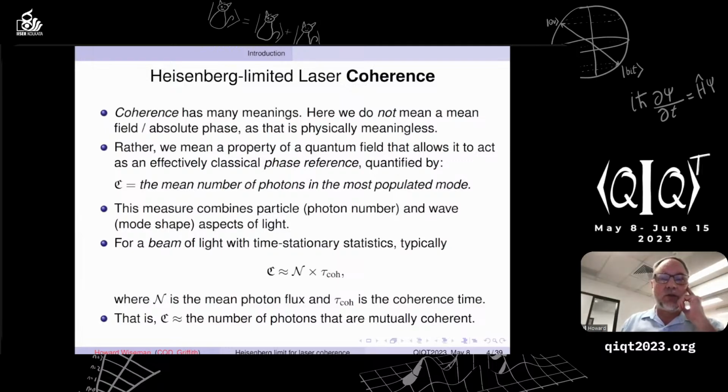In particular in this talk, I'll be interested in fields which are beams of light being produced by a laser, as we'll see. If one has a beam of light with time-stationary statistics, then in the typical situation we'll be talking about, this coherence evaluates to the product of two numbers: this curly N, the symbol I'll be using for the photon flux, just meaning the photons per unit time, and tau coherent, which is the coherence time. Hopefully that makes intuitive sense: I take the number of photons coming out per unit time and multiply by the coherence time to get the number of photons that are mutually coherent. For a beam of a particular type, one can show that this is the correct expression given this fundamental definition as the mean number in the most populated mode.